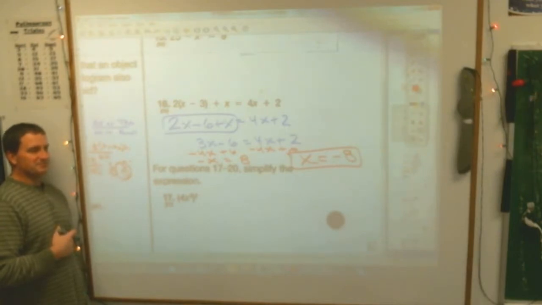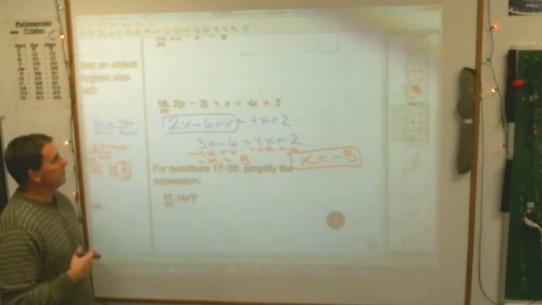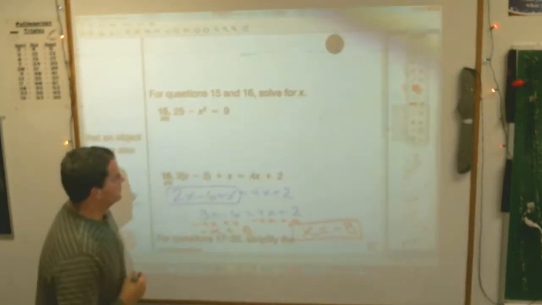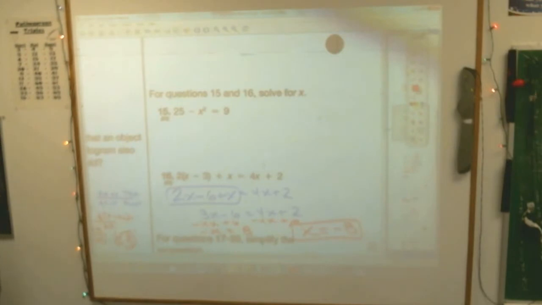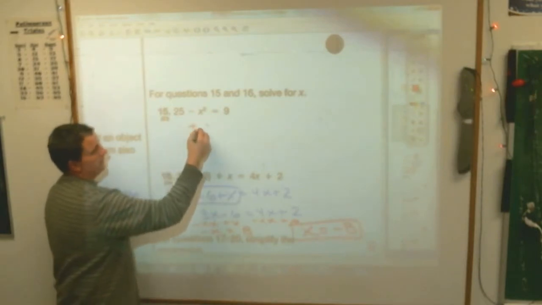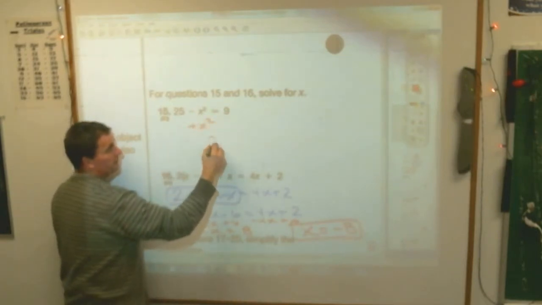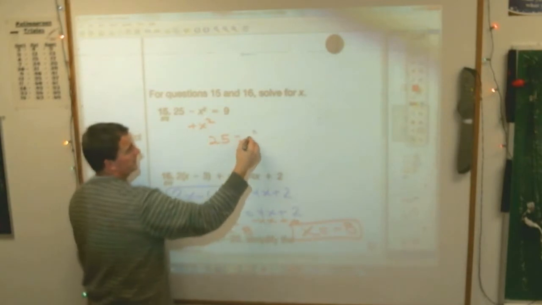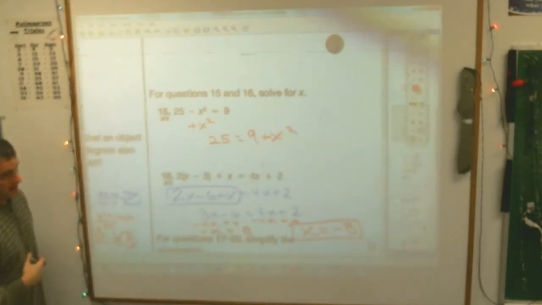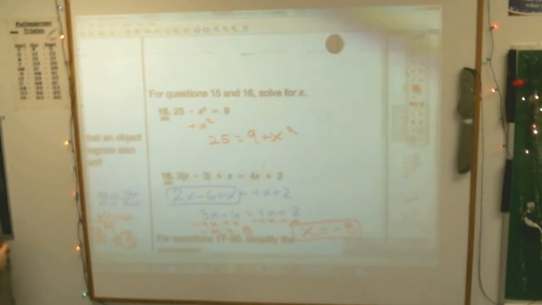Grace? Okay. Number 15. Boys and girls and ladies of all ages. What do you suppose you would do, Grace? I added x squared. Okay, I'll go for that. You added x squared. So now you end up with 25 by itself on this side, and you get 9 plus x squared over there, because you can't put those together. I'm okay with that. That's not a bad first step.